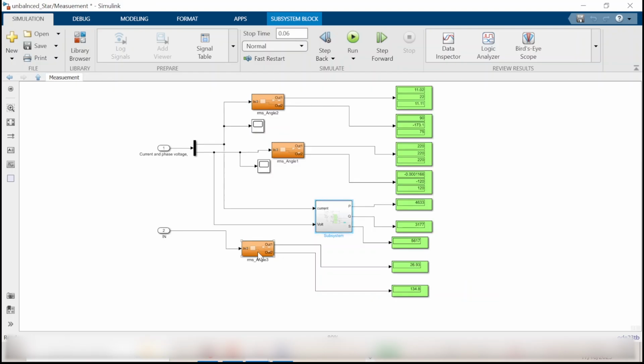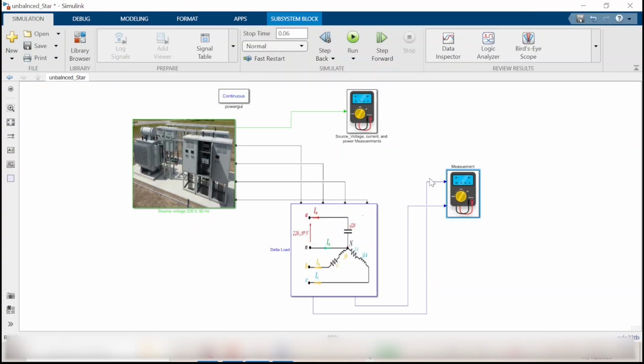About the neutral current, as I mentioned, I'm not going to add IA plus IB plus IC in the simulation. I'm going to measure it. When I measured the neutral current, I found it 26.9 ampere angle 134.3, which matches 100% the calculation. So now we can return to our slides.